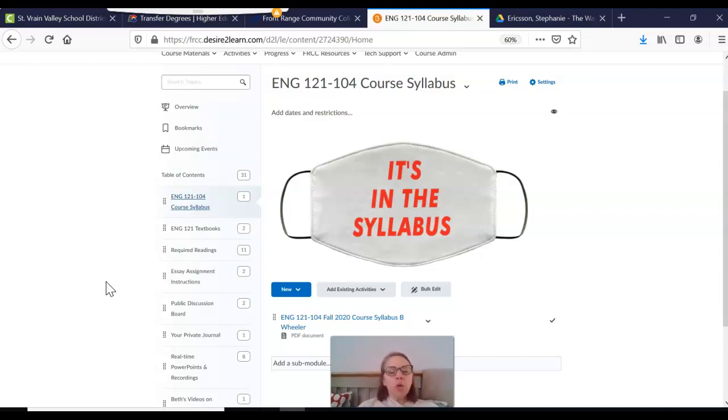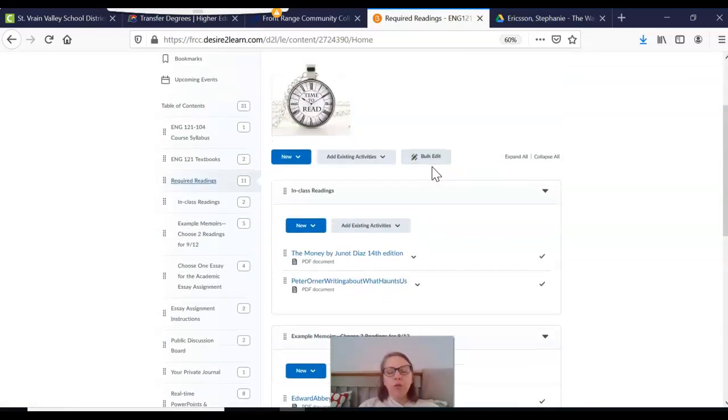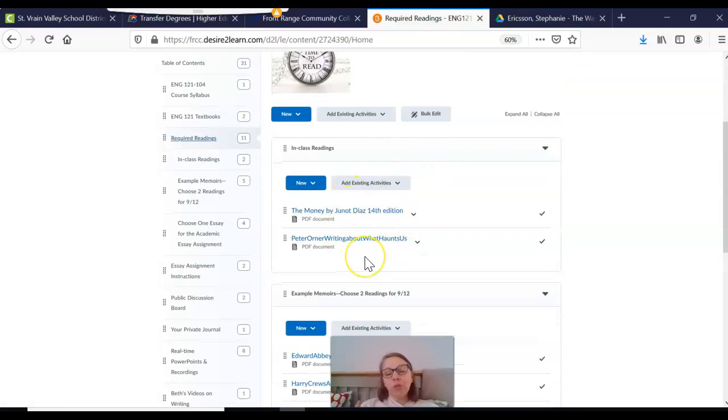So remember that all the required readings for this class are under required readings. And I have those broken up into these modules. So the in-class reading, stuff we read in class together, I will always keep here. And I'm not going to keep them organized by assignment. I'm going to start adding some stuff for us to use for the summary in class. And so all in-class stuff will be kept here.